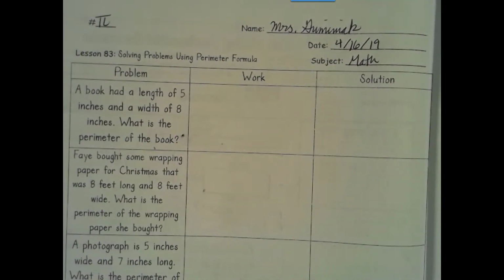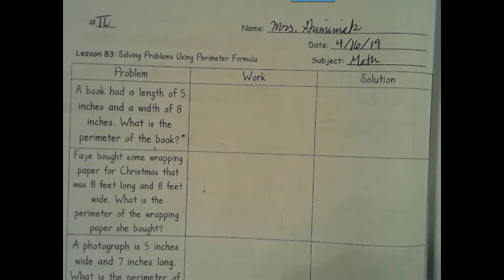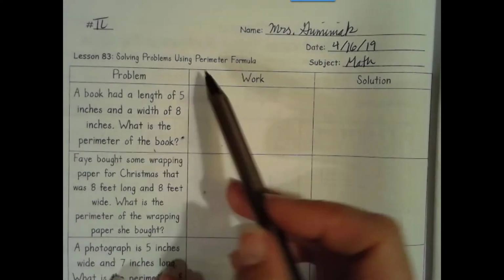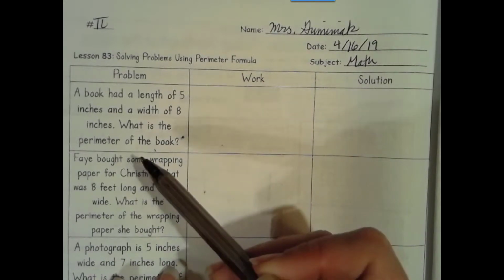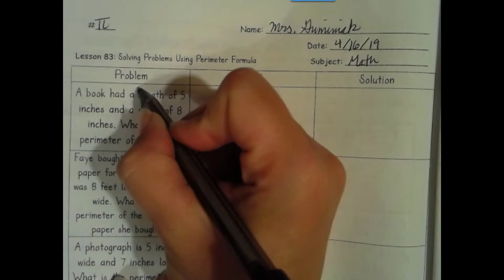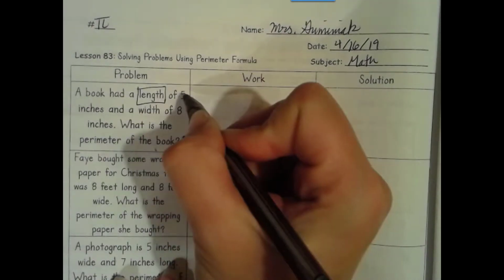Alright, so we have some word problems. This is where we need to apply our formula to make sure that we are practicing looking for our answers with our perimeter. So around the outside. A book has a length of 5 inches.